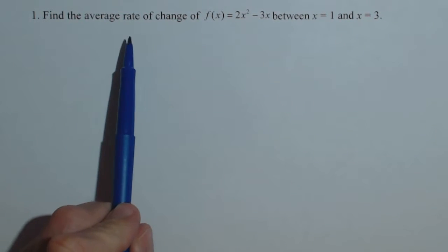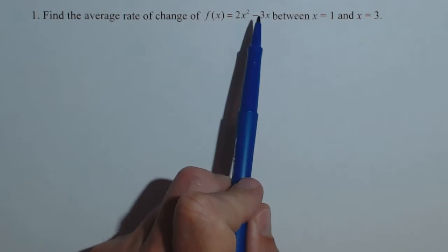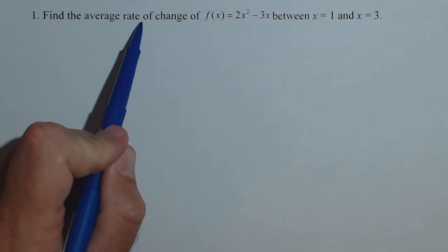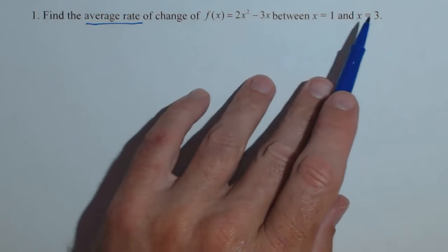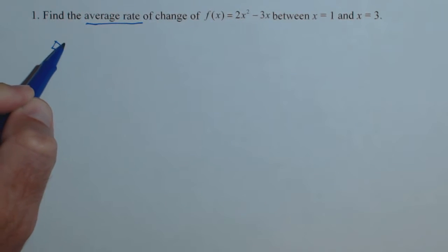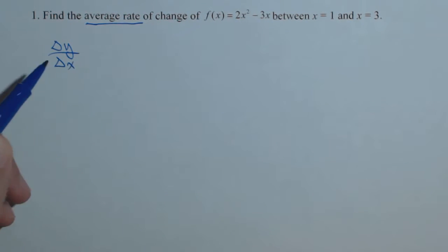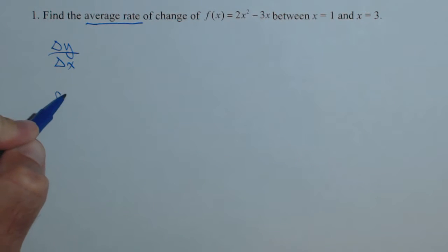We need to find the average rate of change of this function between 1 and 3. So what we're going to need are the y values. Remember, average rate of change is the same as slope between 2 points. We've got the inputs. What we need are the outputs because we're looking for change in output, change in y over change in x. So really what we need are the y values that go with these x's. So let's do that first.